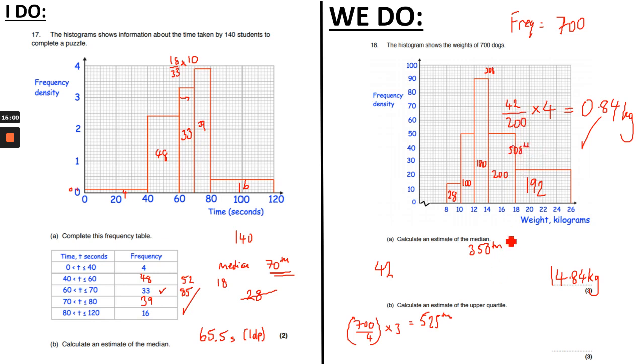Now I need to get an extra 17 into this group. So if I do 17 divided by 192 and then multiply it by the class width, which is 8, it's going to tell me how far into that group I need to go. 17 divided by 192 multiplied by the 8 is 0.71 kilograms to 2 decimal places. So I'm going to add that on from my starting point. So it's going to be 18.71 kilograms to 2 decimal places.